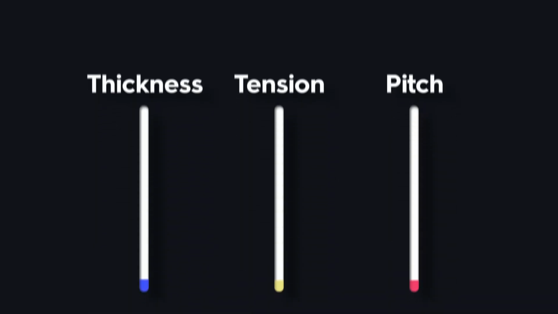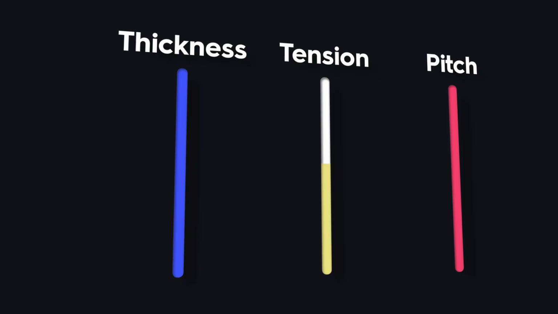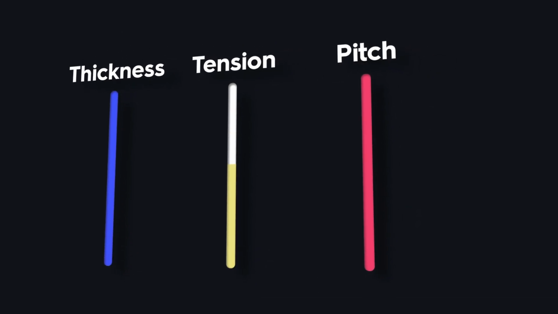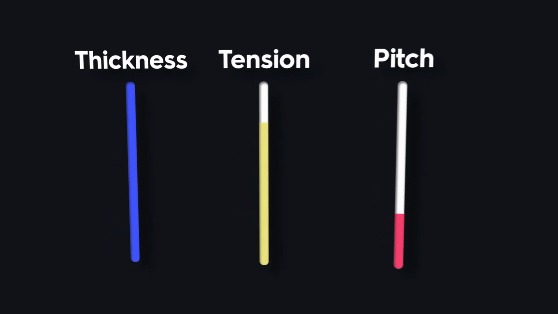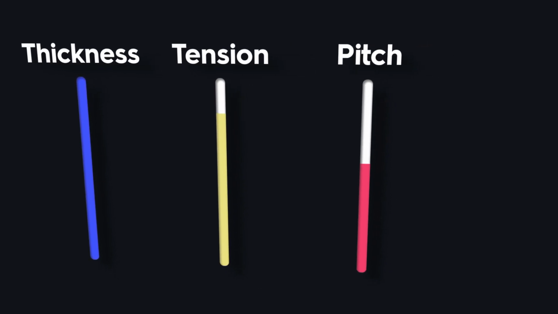Here's a common mix-up. Many people think thicker strings sound higher because they look tighter. In reality, thicker strings have more mass per length, which slows the wave and lowers the pitch. More tension does the opposite, speeding the wave and raising the pitch.